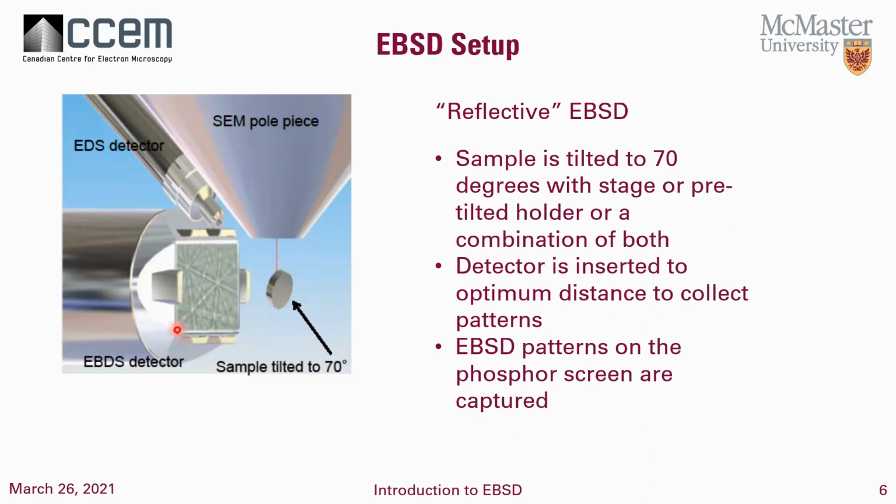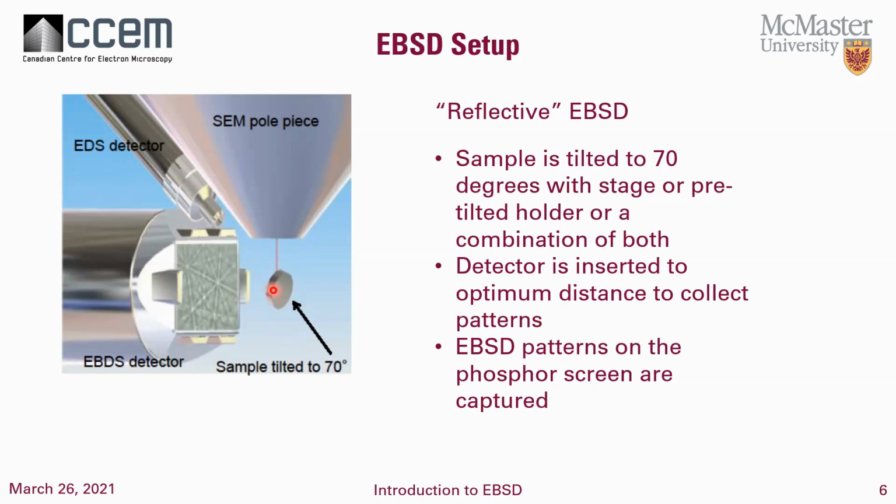The background of the pattern would be the sort of noise from the other backscatter electrons, or other electrons which are hitting the phosphor screen and not producing a pattern. So we usually will tilt the sample using either the stage or we might have a pre-tilted holder. Sometimes it's a combination of both.